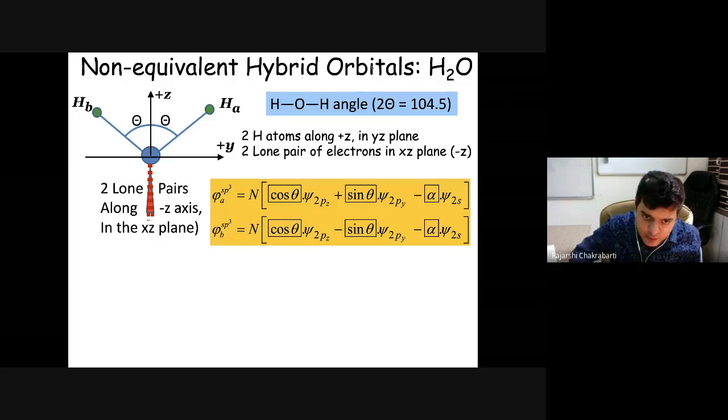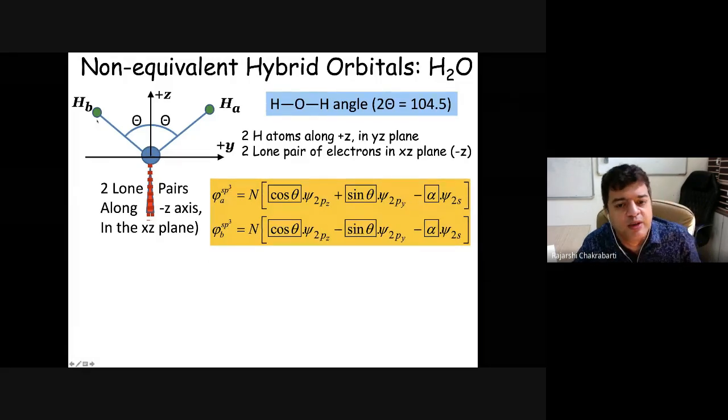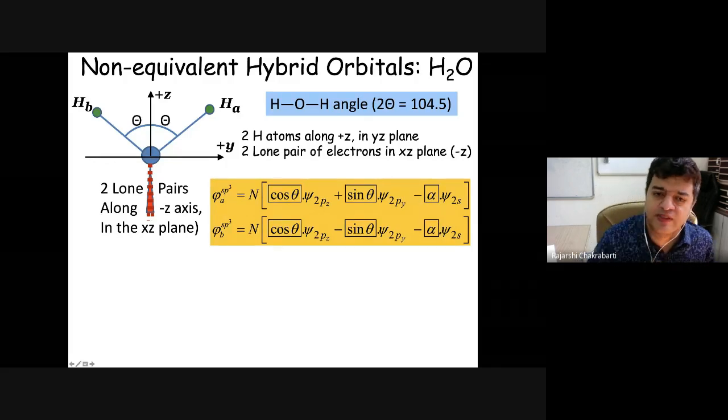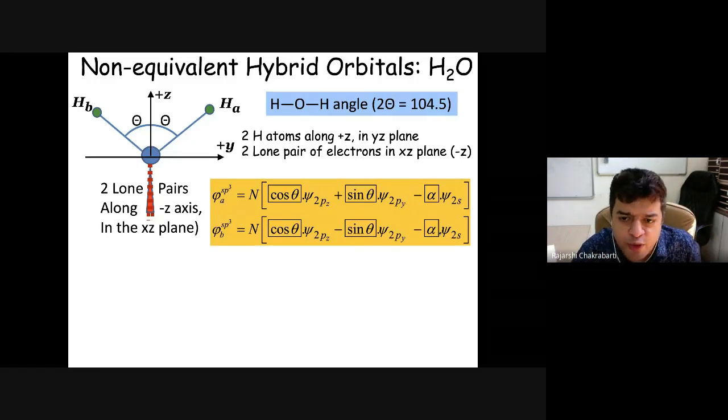Okay. So I have phi A and phi B. Phi A is along this, phi B is along this. It's something like 2pz, 2py, and 2s with some coefficients cos theta, sin theta, alpha. This is another way of putting it. Rather than putting C1, C2, C3, I can put cos theta, sin theta. Alpha is like a coefficient. Okay.